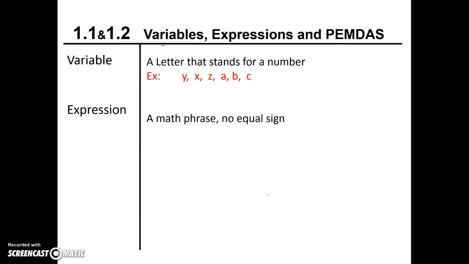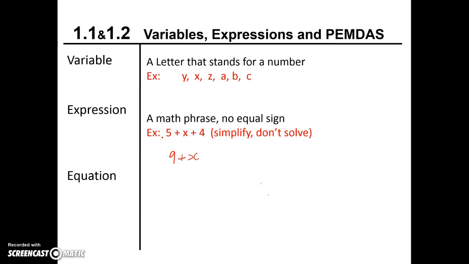What is an expression? This is a math phrase with no equal sign. For example, if we had 5 plus x plus 4, we would simplify this, but without actually solving it. So we're going to combine these two like terms. We have 9 plus x. And that's our 5 and our 4 going together to be simplified into 9 plus x.